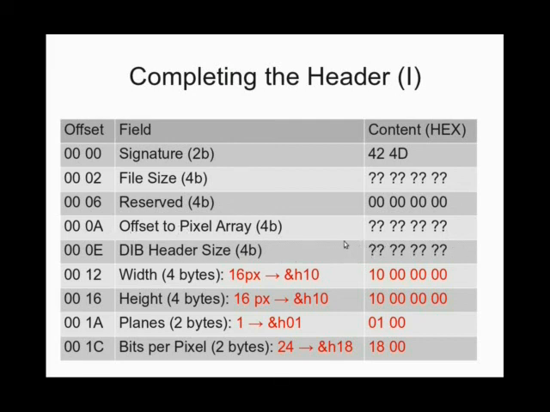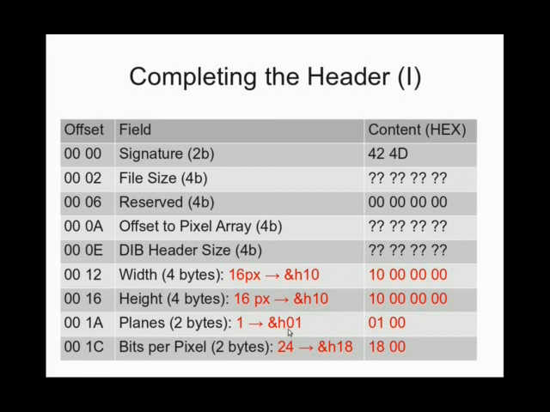We know that the width of the image is 16 pixels, so if we represent 16 in hexadecimal, its value is 10. So using Little Endian, we write 10000000 as the width of the image. The same applies to the height and to the number of planes. The image will consist of only one plane.